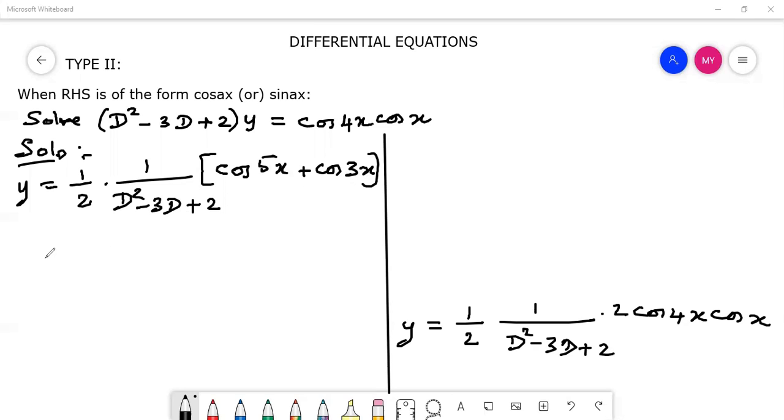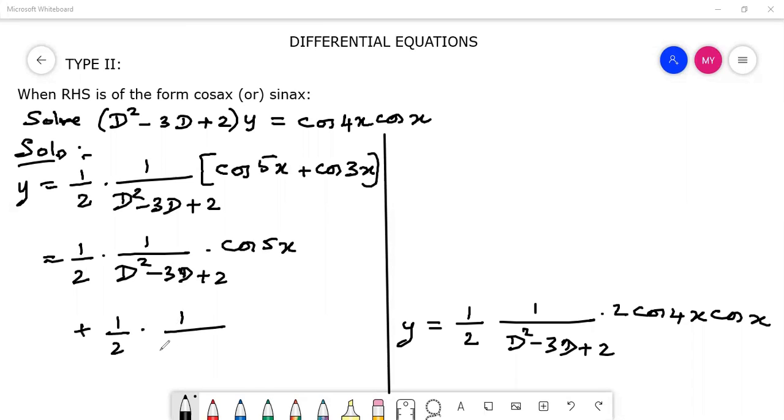So now after solving this, I can split this. 1 by 2 into 1 by (D square minus 3D plus 2) into cos 5x. See here we have two terms, so the plus is in the middle. So I can write plus 1 by 2 into 1 by (D square minus 3D plus 2) into cos 3x. This is your particular integral 1 and this is particular integral 2. We have to find these two and then apply them in the final value of y.